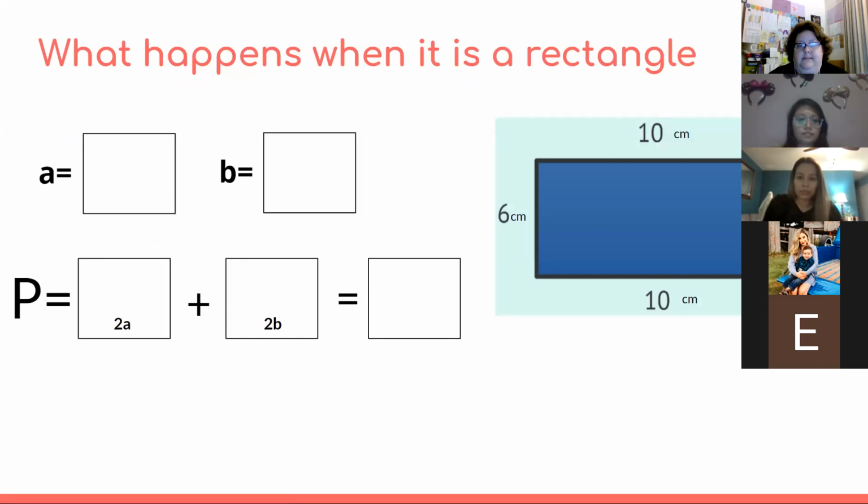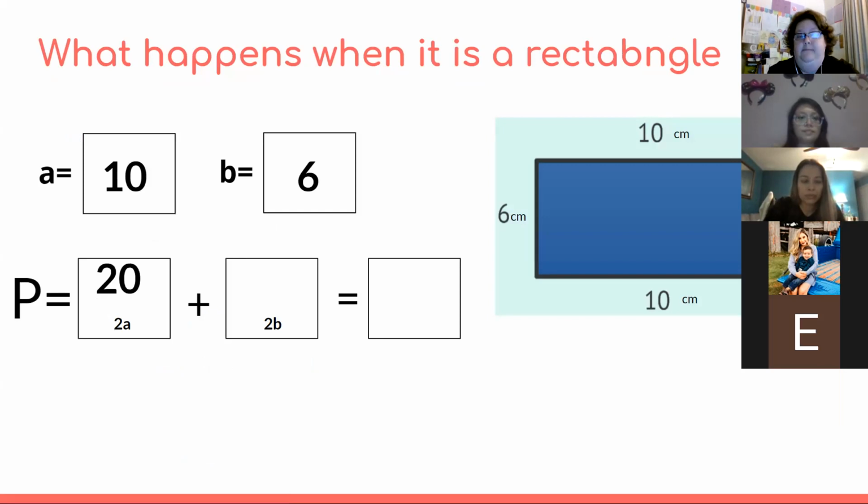So let's see what happens. So what would be A in this one? The length would be 10. The width would be B, and it's 6. So to find the perimeter, we're going to do 2 times A is 10, and that's 20. And then 2 times the width, which is 6, is 12. So the perimeter of this shape is 32 inches.